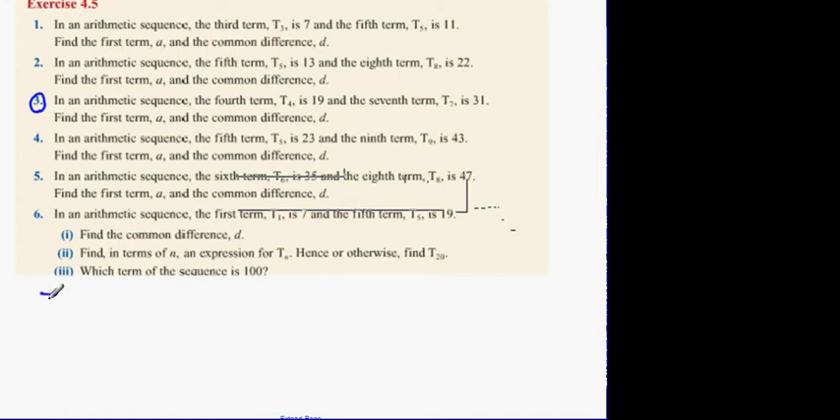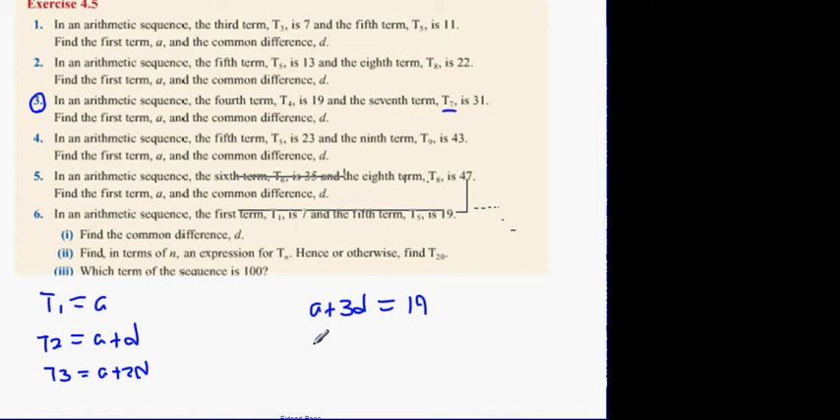Well, the thing to remember is T1 is A, T2 is A plus D, T3 is A plus 2D, therefore T4 is A plus 3D, and A plus 3D therefore has to be equal to 19. T7 is going to be A plus 6D, and that has to equal 31. And then all of a sudden you have a simultaneous equation.